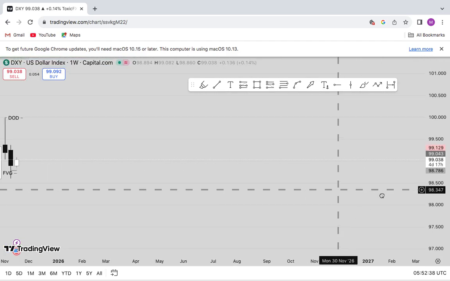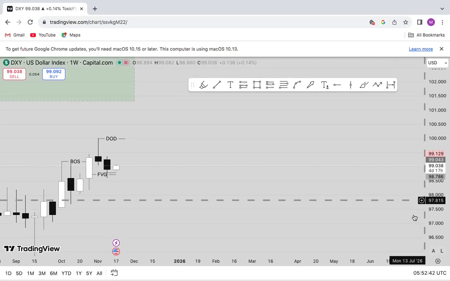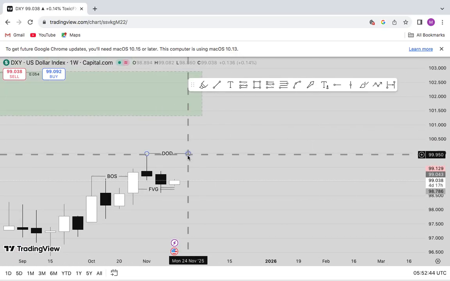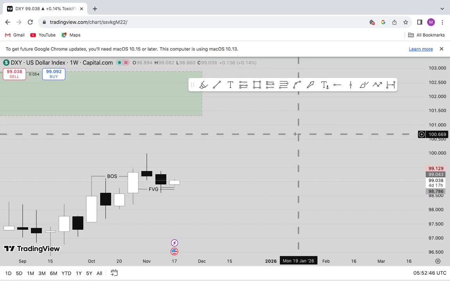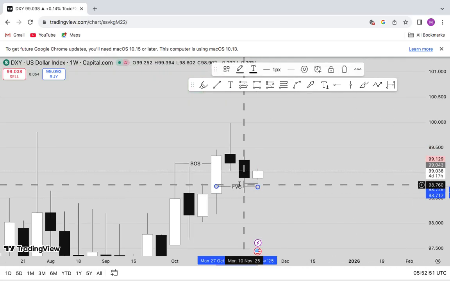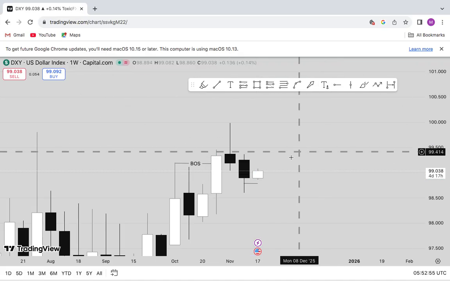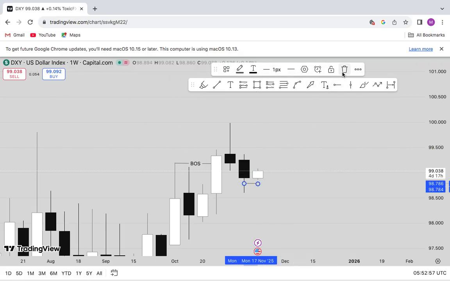So I'm going to head straight to the weekly time frame, and starting on our weekly time frame, as you all can see, we had a CRT on the weekly time frame. We had a good CRT on our weekly time frame. So I'm going to start by taking out all of these drawings. I'm going to take out everything and let's start from the beginning.